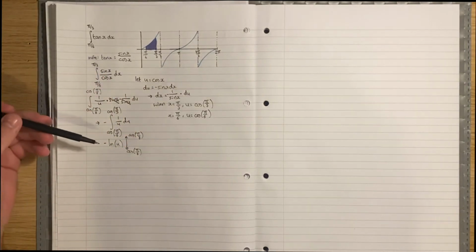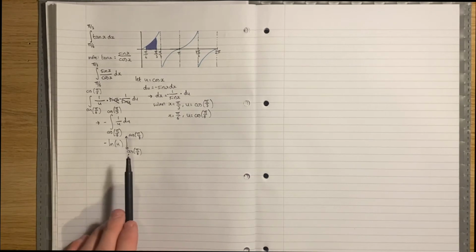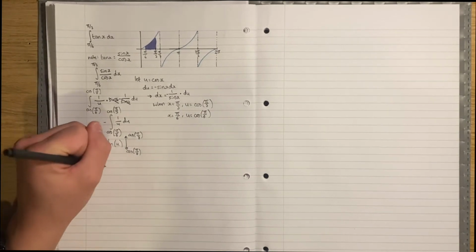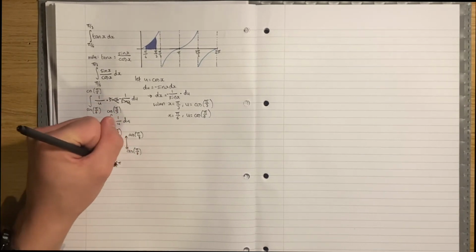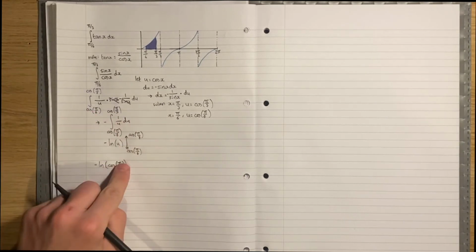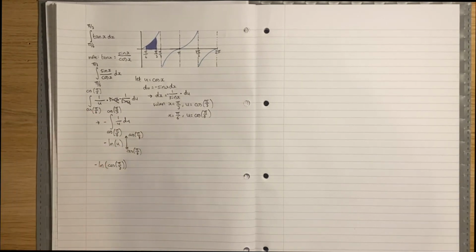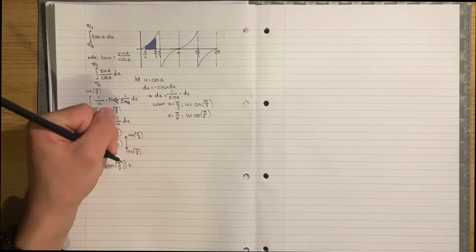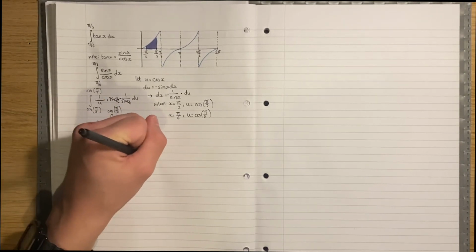So when we get to this stage, what you're going to do is you're going to input your upper bound, then take away an input from your lower bound. So it would be negative natural log of u, which we're saying is cosine of pi over 3. And then take away our bottom bound, but we can see this is already a minus. So a minus minus is going to turn into a plus. So overall, we're going to get negative natural log of cosine of pi over 3 plus the natural log of cosine of pi over 6.